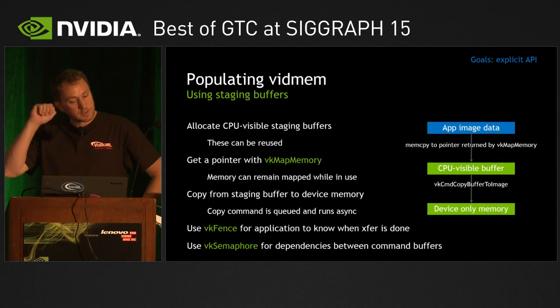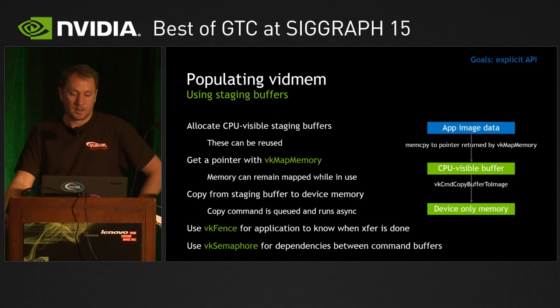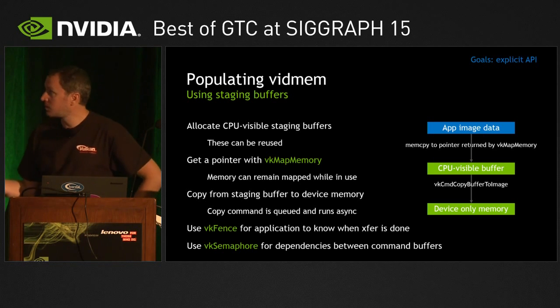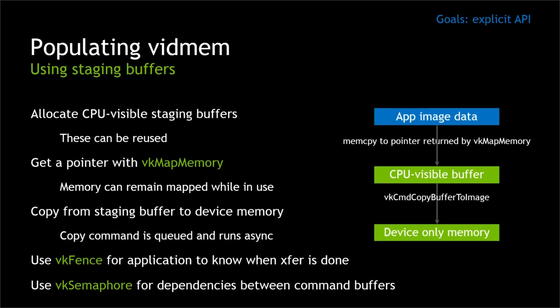So this is just a little example of how you would use a staging buffer to populate your device-only memory. The application has its data, and it wants to copy it into the high-performance memory. It goes through a CPU-visible staging buffer. The CPU-visible buffer you can get a pointer to, so you can just memcpy your data in. And when you're finished copying the data, then you record a copy buffer to image command, and then you can submit that command on one of the queues. It can either be your 3D queue or your copy queue.